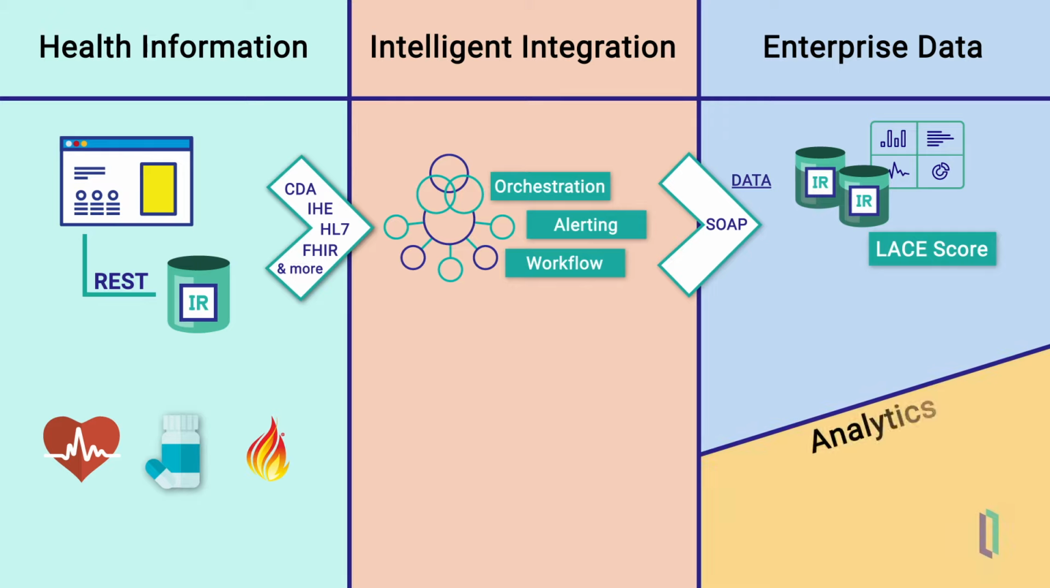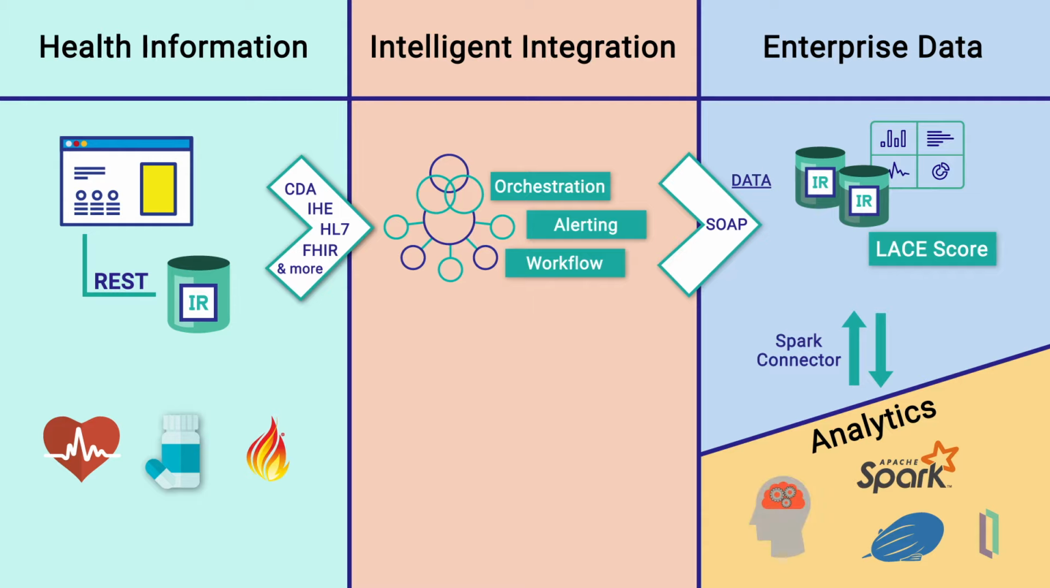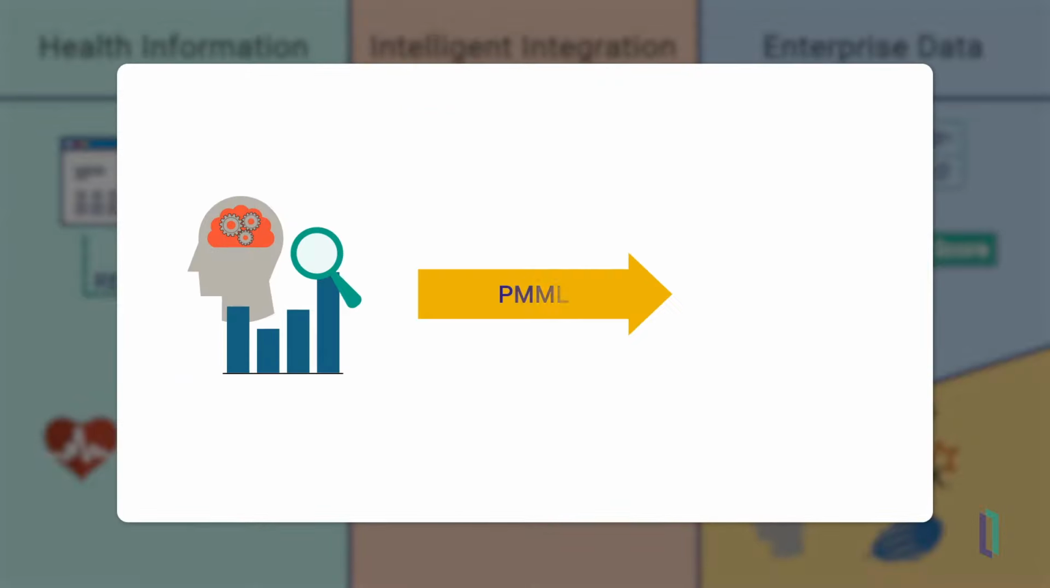Finally, the data component will connect to an external cluster that includes Apache Spark and Apache Zeppelin via the InterSystems Spark connector. This cluster will be the analytics and machine learning cluster. In this demo, the Spark cluster is used to build a machine learning model that can be imported back into IRIS for Health as a PMML file.